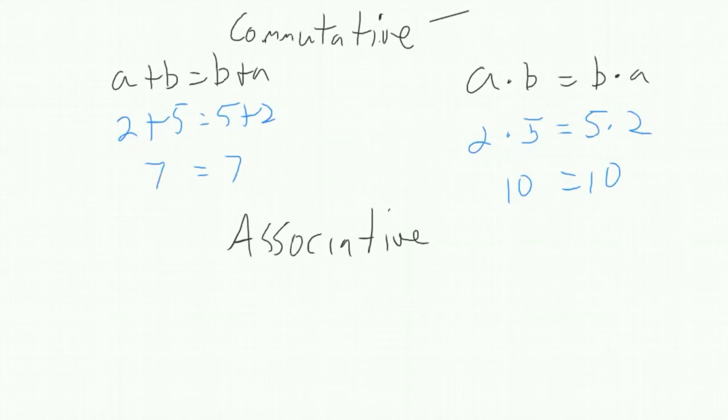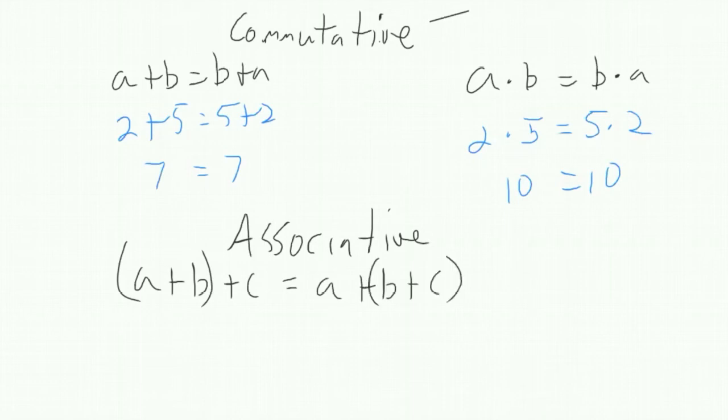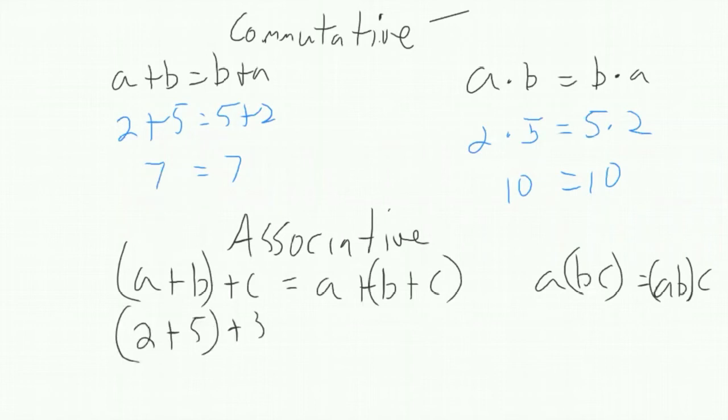So a plus b plus c, I can put the parentheses around the first grouping, which equals a plus b plus c, and I put the parentheses around the last grouping. And again, there's one for multiplication, a, b, c, parentheses around the first, last, equals a, b, c, parentheses around the first. And again, if we put numbers to this, 2 plus 5 plus 3, put in parentheses, equals 2 plus 5 plus 3. And now my parentheses are at the end.